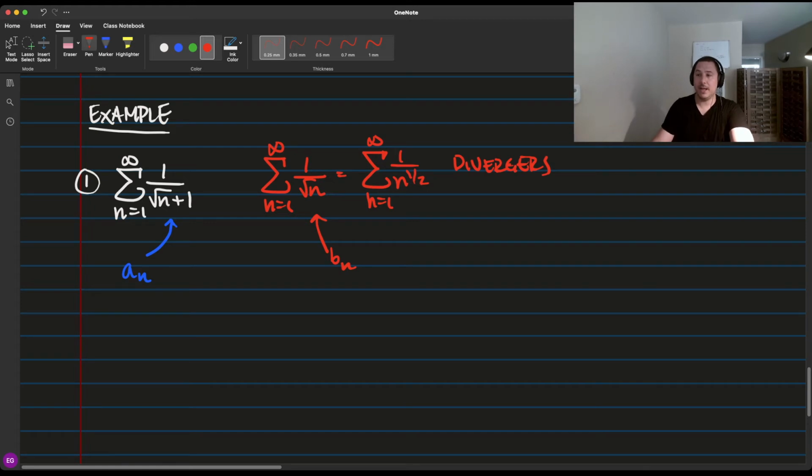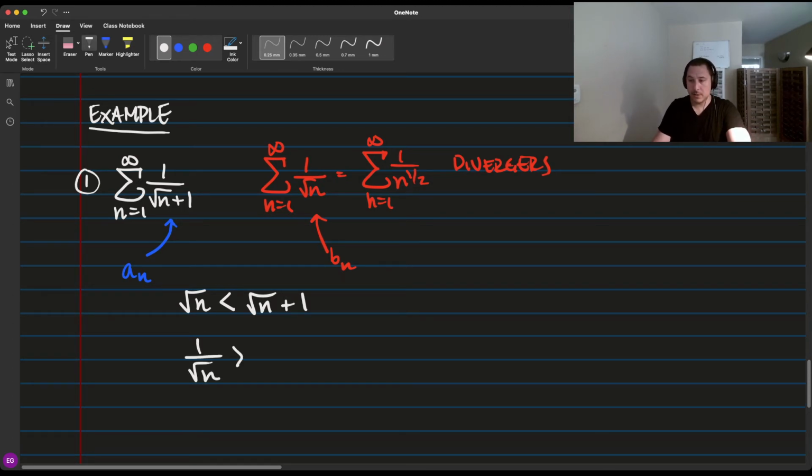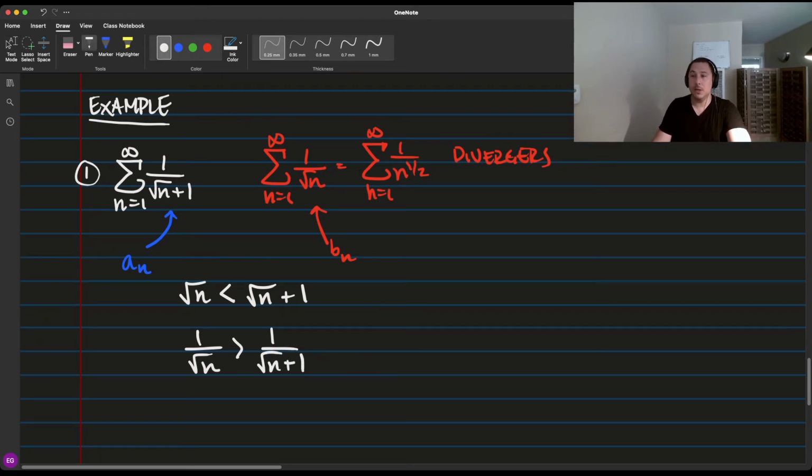On top of that, we actually know that the square root of n is less than the square root of n plus 1, which means when we take the reciprocal, you can change the sign. So what do we now know? We know that the terms of b_n are greater than the terms of a_n.